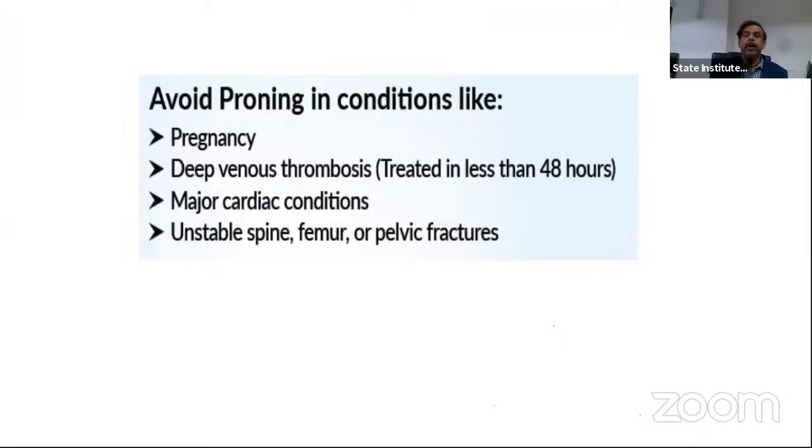That's the important point. You should avoid proning in the following conditions: pregnancy, but there are other guidelines suggesting that first trimester may be advised. So this is taken from the GOI guideline. Deep vein thrombosis, treated in less than 48 hours, you should avoid that. Major cardiac condition, uncontrolled hemodynamic, unstable spine fracture, you should avoid this.